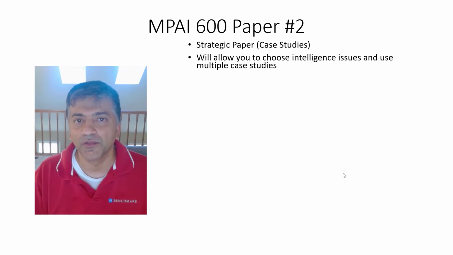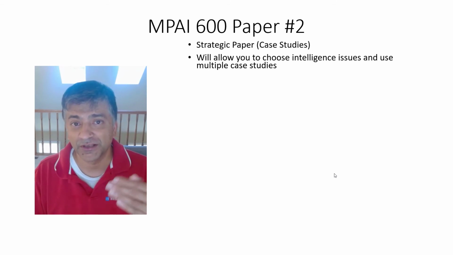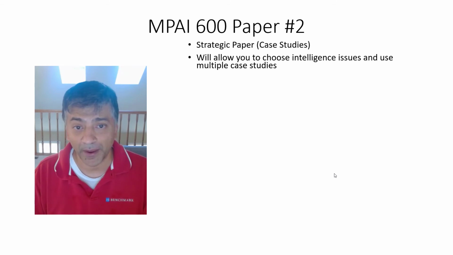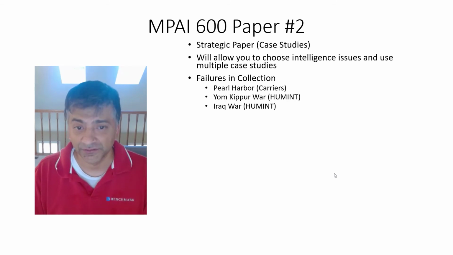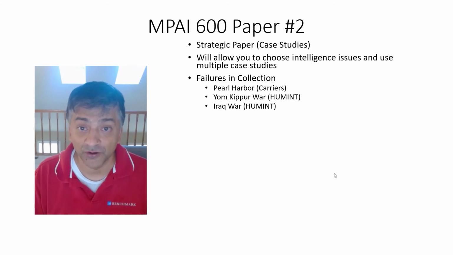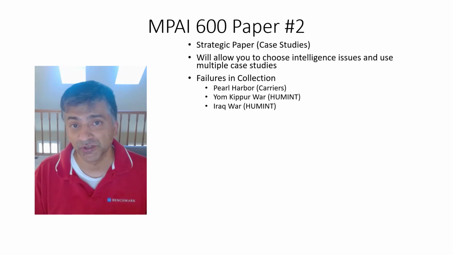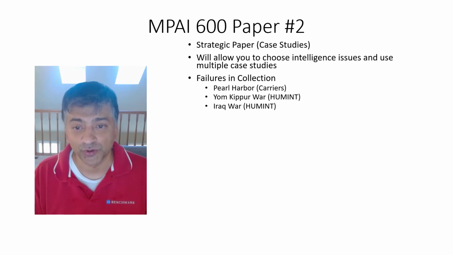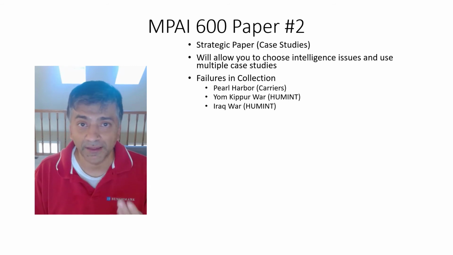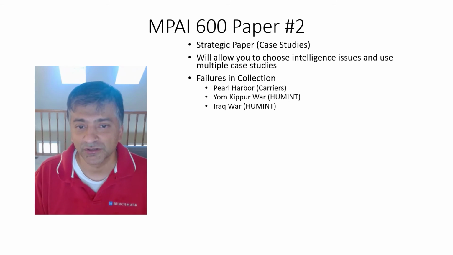So these are potential examples or potential theses that you can go with for your papers. Collection failures: Pearl Harbor, the lack of knowing about the Japanese aircraft carriers, or the Japanese aircraft. The Yom Kippur War, which we talked about 2 weeks ago, about over-reliance on one source, HUMINT, in the Yom Kippur War. The Iraq War, again, HUMINT, the Curveball case that you just talked about.